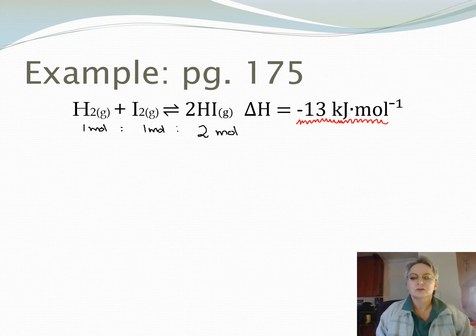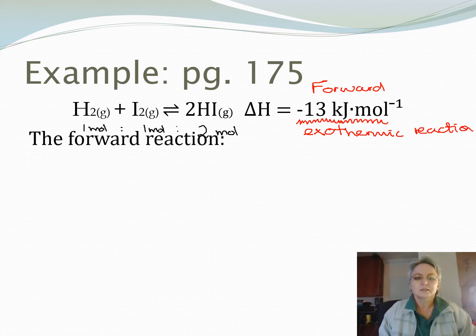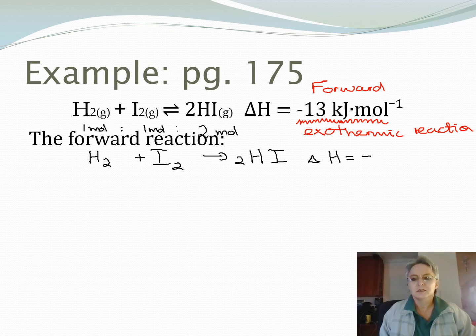So energy is released. This means it's an exothermic reaction. The delta H is always for the forward reaction. So the forward reaction is the reaction where hydrogen and iodine changes into hydrogen iodide, and for that the change in enthalpy is negative 13 kilojoules per mole.